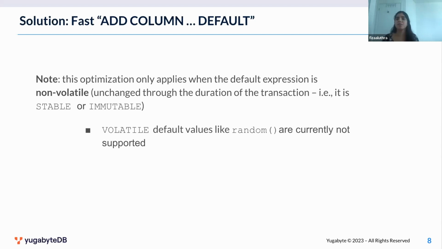And this is again similar to Postgres, where volatile default values don't use this fast default method, and they have to do a table rewrite under the hood, whereas the non-volatile ones are actually stored in the metadata.